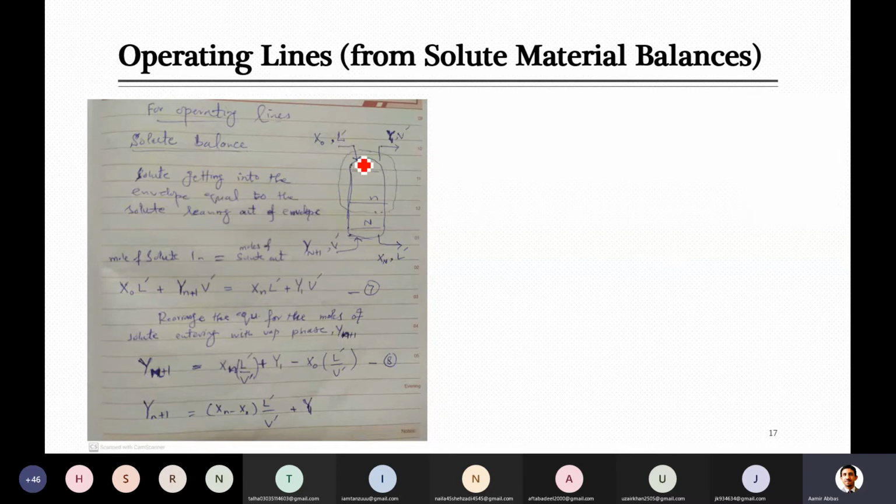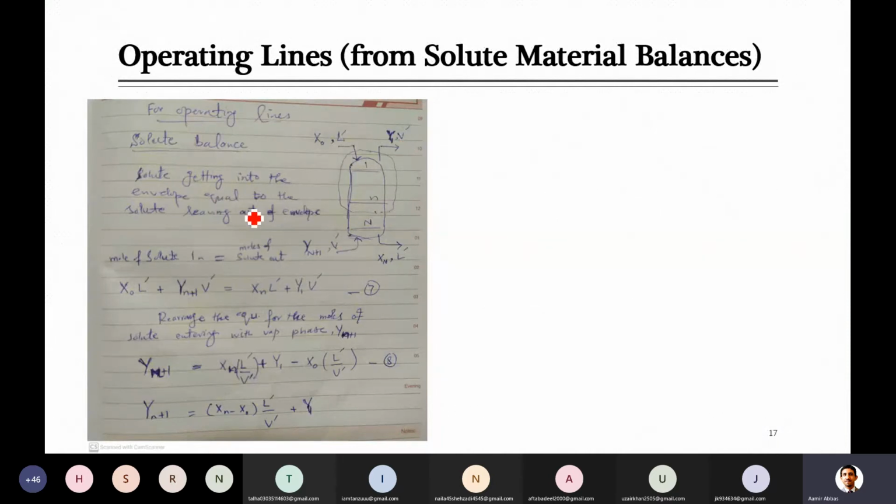The same diagram is shown here for you, with liquid entering as well as leaving. Here we are considering just this bubble part, from tray 1 up to the nth tray. Then we consider the liquid and vapor streams entering this nth tray and leaving from the top. We can apply the solute balance because its amount is changing throughout the column. For solute-free liquid and solute-free gas, we have already discussed that their amounts remain the same throughout the column.